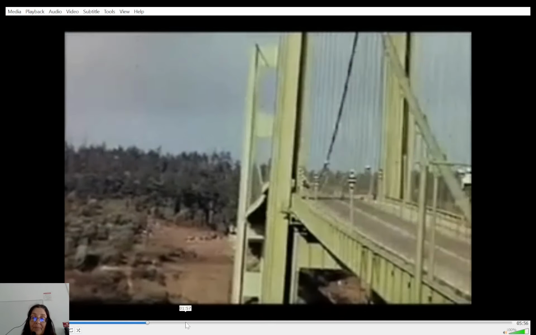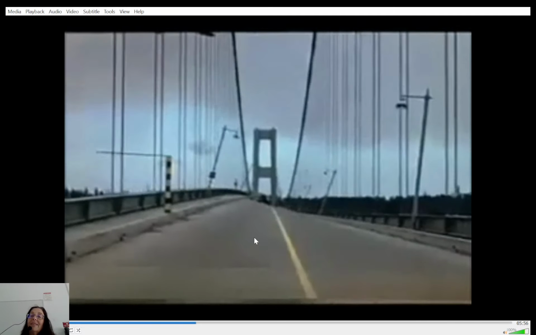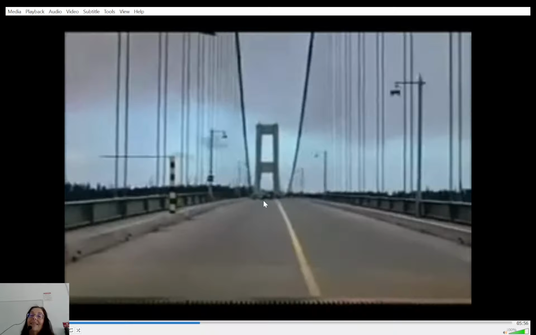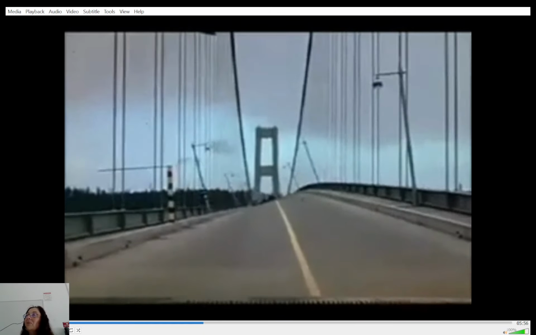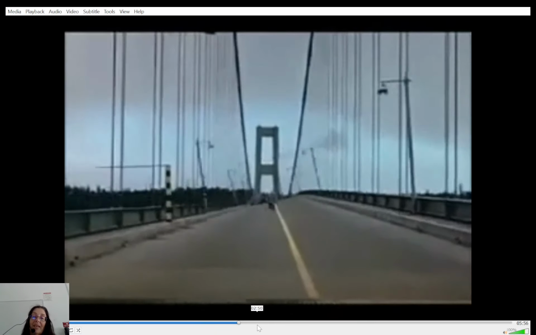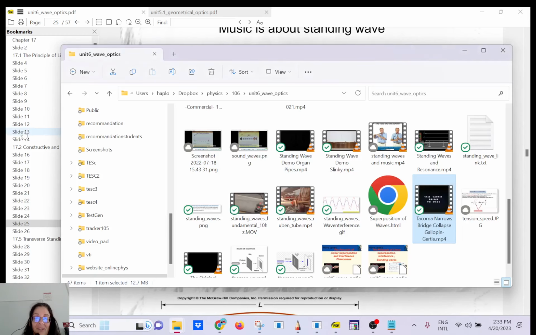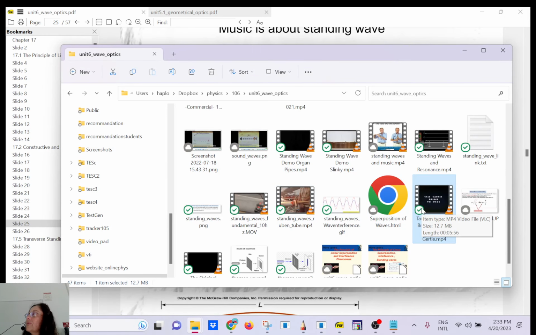You see what happened? So that's a famous story. He forgot his dog in the car, so he went back to get it. He was not afraid. If I forget my gecko, I'm sure I will go back for it, right? And look what happened at the end. He didn't die, and the dog was alive. So it's called the Tacoma Bridge, very famous.